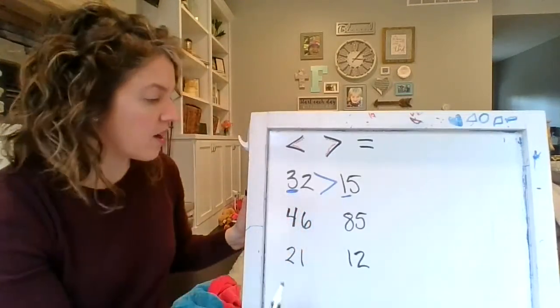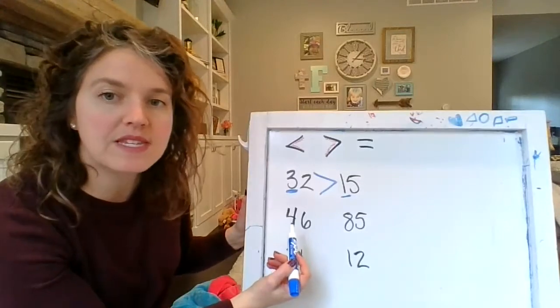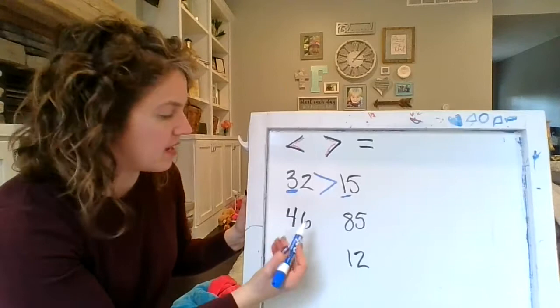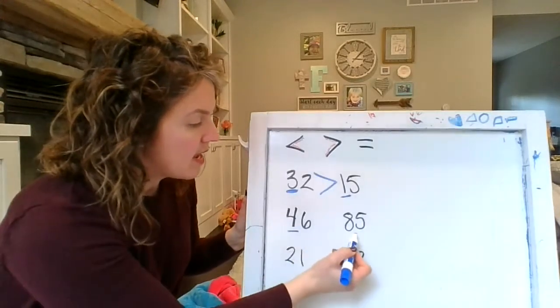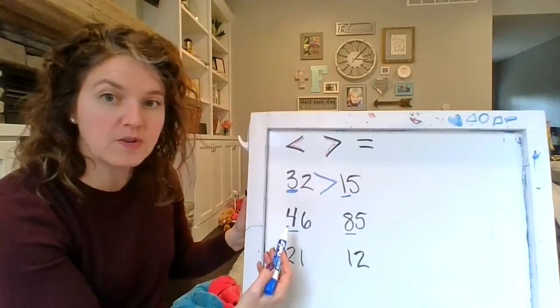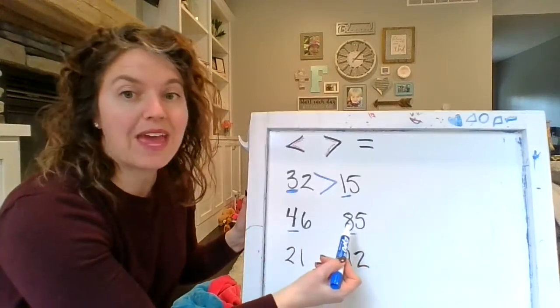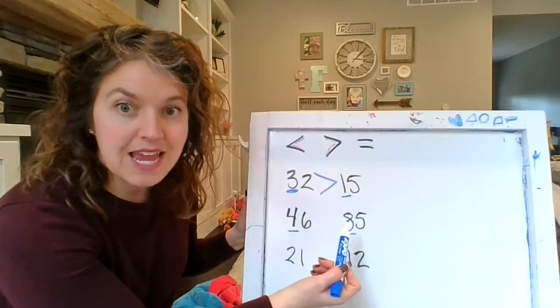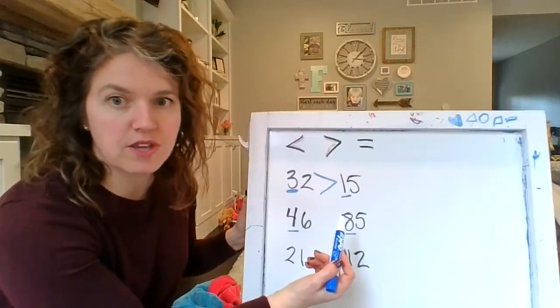It is greater. So let's take a look at 46 and 85. Let's use that strategy of groups of 10. Here we have 4 groups of 10, and here we have 8. So which one is bigger? 8. 8 groups of 10 is larger than 4 groups.